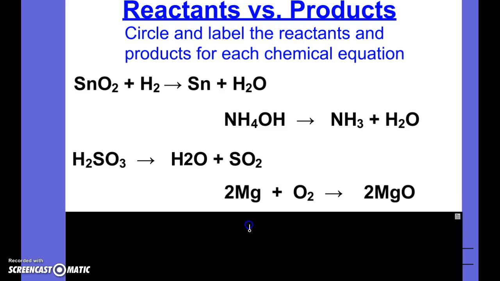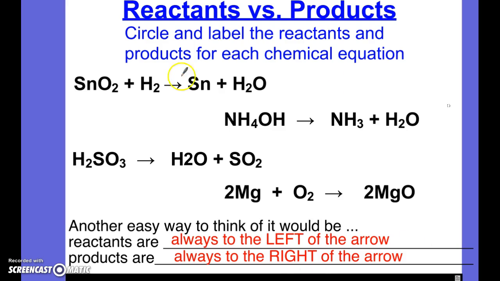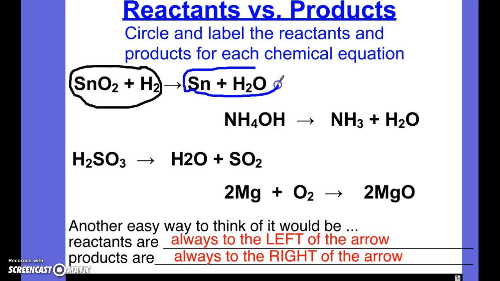Next, here's another example of reactants versus products. I want you to have some practice in this. There are 4 different chemical formulas here. I want you to copy all of them and circle and label the reactants and the products for each chemical reaction. An easy way to think of the difference is that the reactants are always the stuff present to the left of the arrow in your chemical formula, and your product is always the stuff present to the right of the arrow or after the chemical reaction has happened.